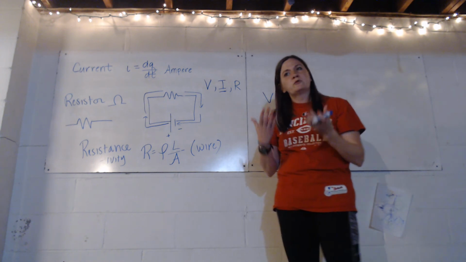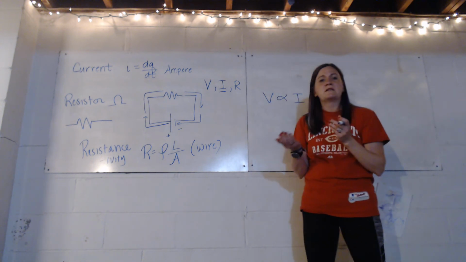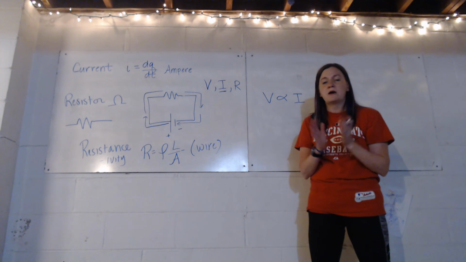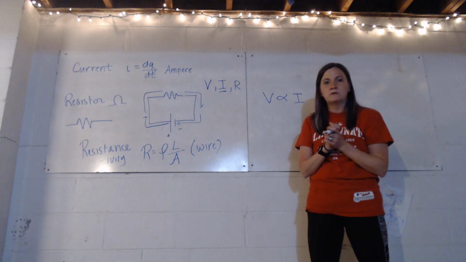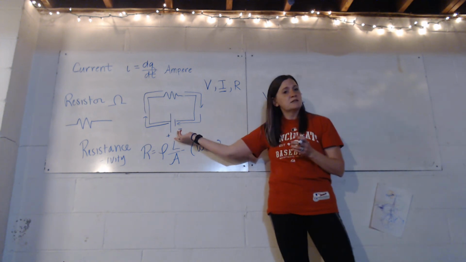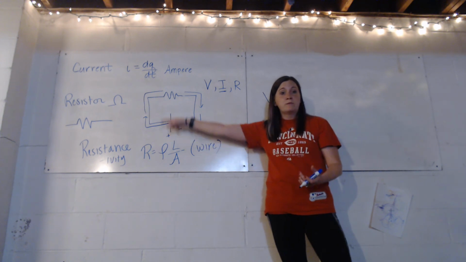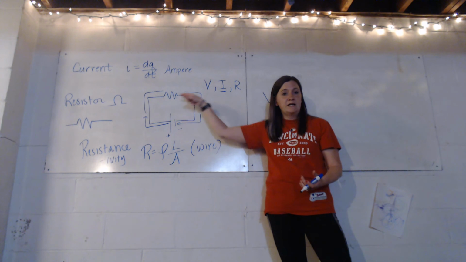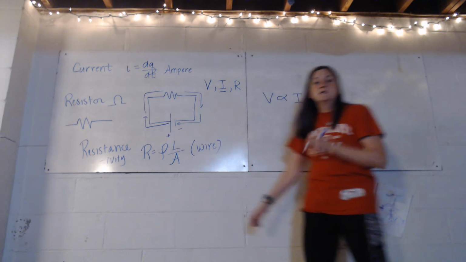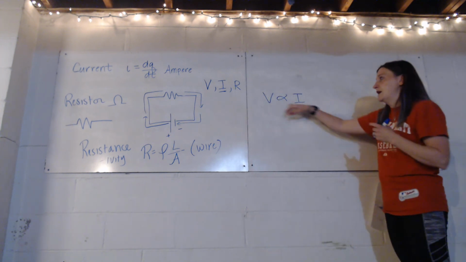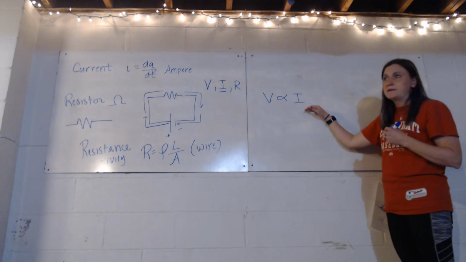Because electric potential and electric potential energy are two different things, but they are absolutely directly related. So the more electric potential I have, the more potential energy I have, which means I have more potential for motion. I can get a higher kinetic energy going on in this thing. So we say that V and I are directly related.